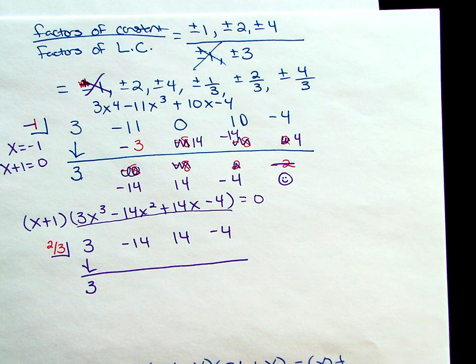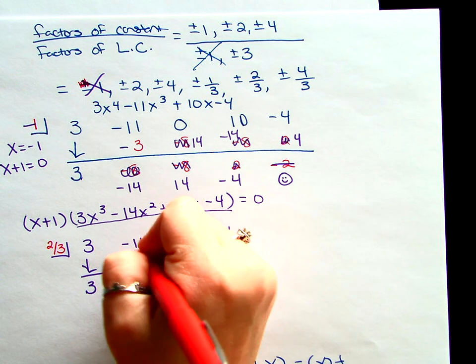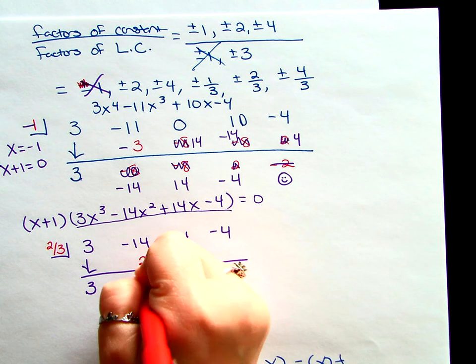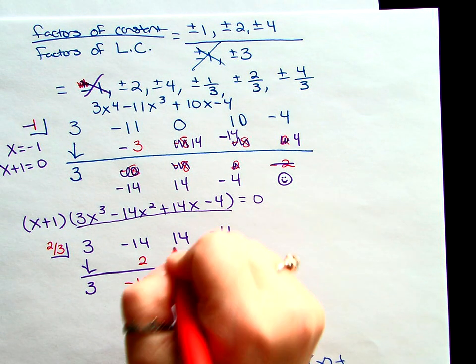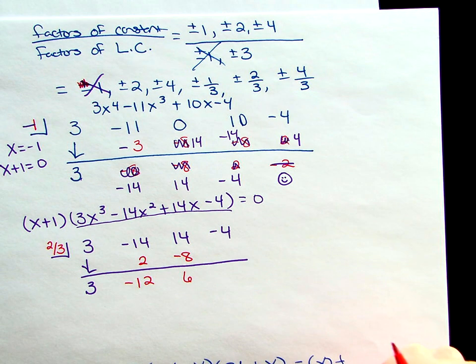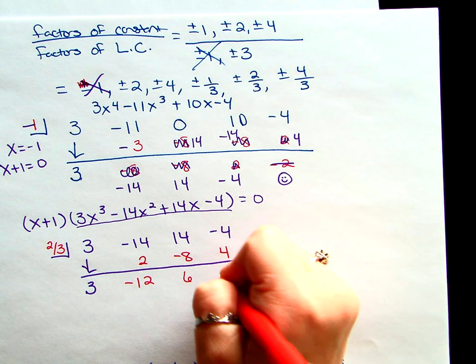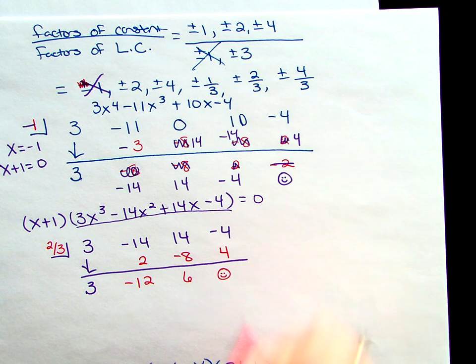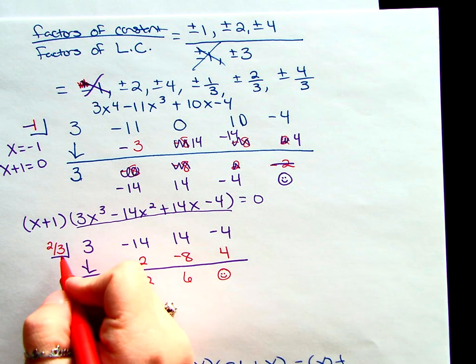But let's take 2/3 times 3. That will give us 2. 2/3 times negative 12. Negative 8. 2/3 times 6. 4. Oh, look at that. It happened to be a 0. That's magical. So we found that 2/3 is a 0. So that was x equals 2/3.